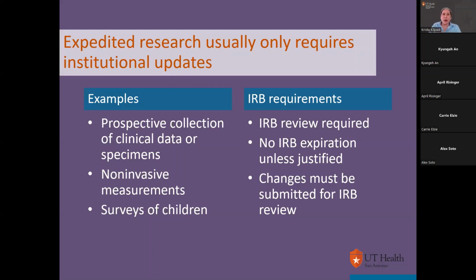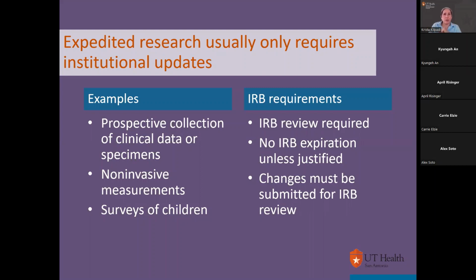We are also going to require an update every 3 years from the OCR to make sure that everything's going okay. And you do need to submit an inactivation when you're done, unless the IRB determines that we need more frequent updates than that.